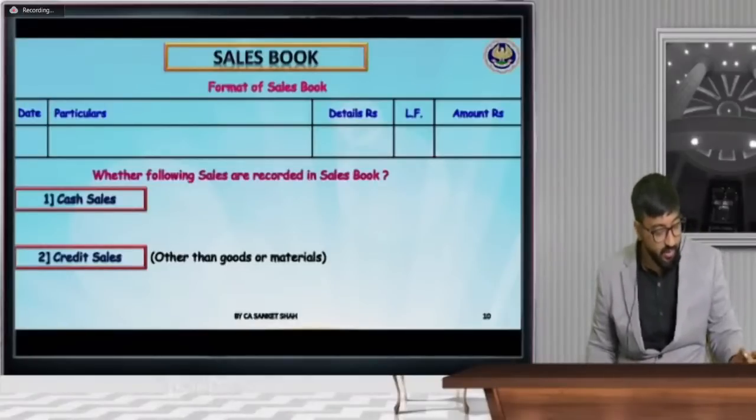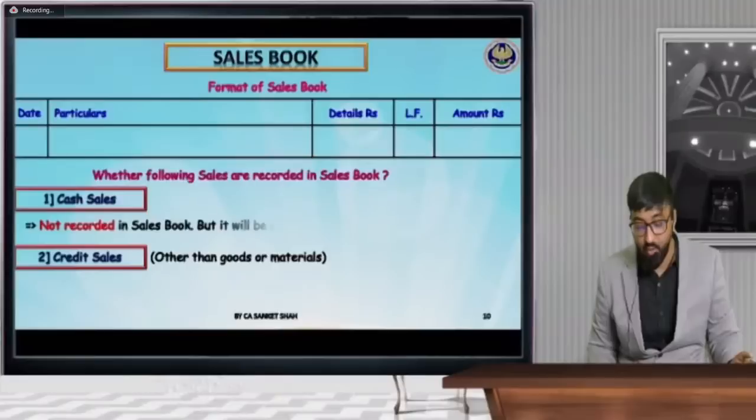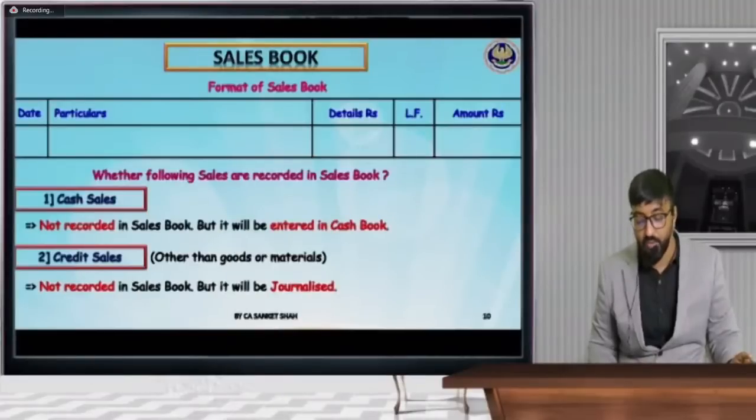कैश सेल्स विल बी नेवर रिकॉर्डेड बेटा। Credit sales of goods are only recorded.